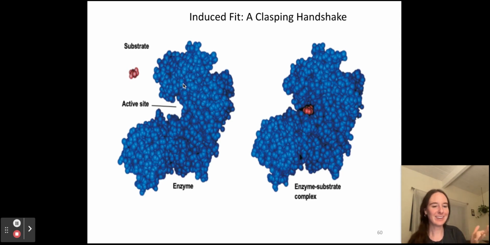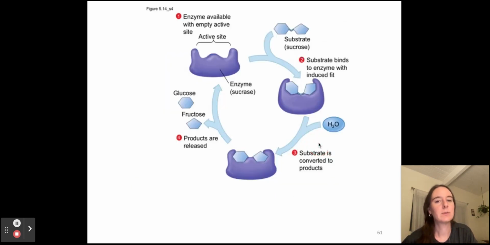So if you think of a lock and key, the lock and key model isn't great because the lock doesn't fold and mold around the key. But what really happens is the enzyme will actually fold around the substrate here to form the enzyme substrate complex. So here, let's look at how it actually happens. The enzyme here has an active site and it's empty. When the substrate comes along, sucrose, the sucrase, the enzyme, will bind to the substrate.